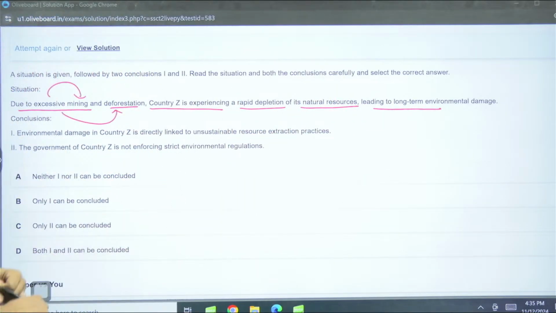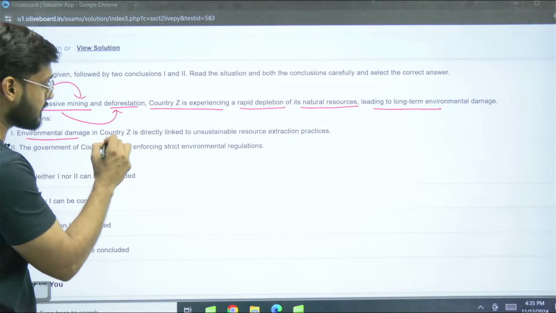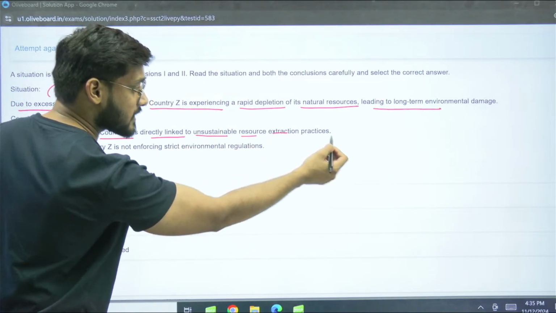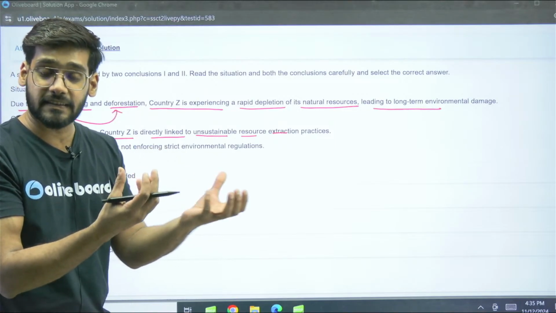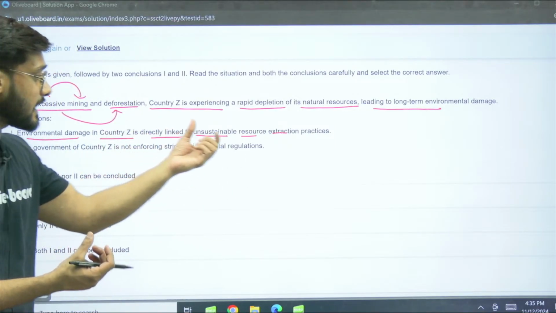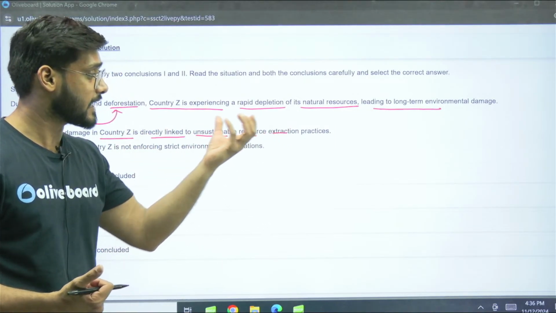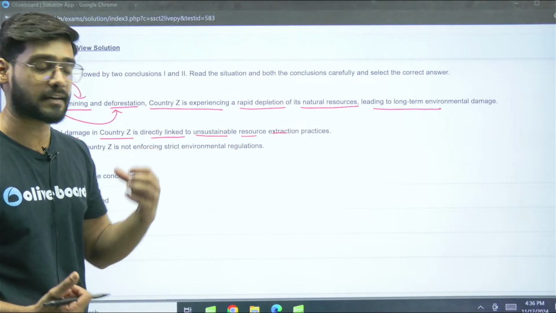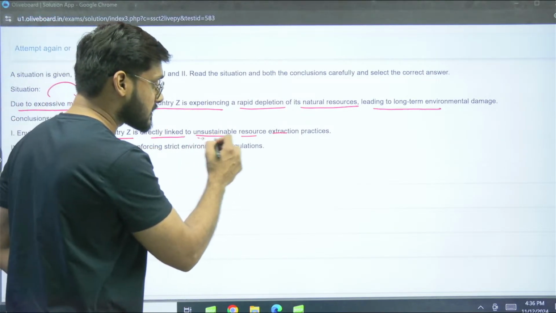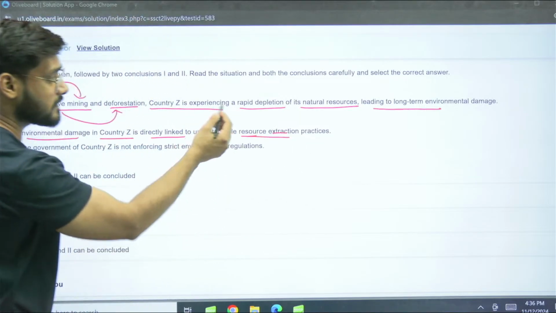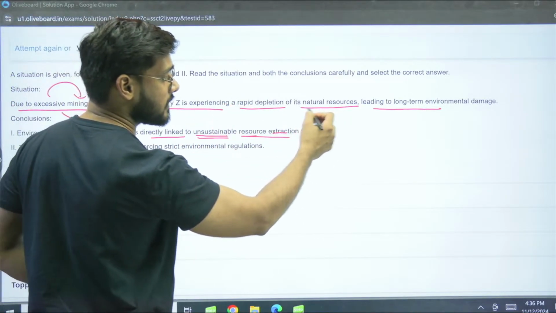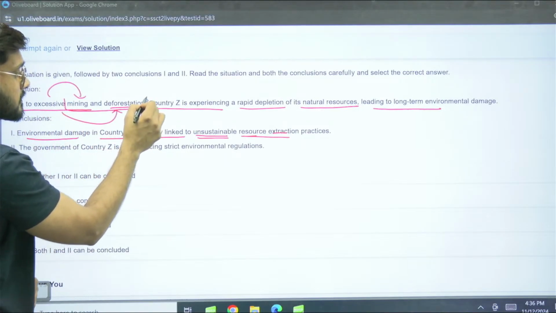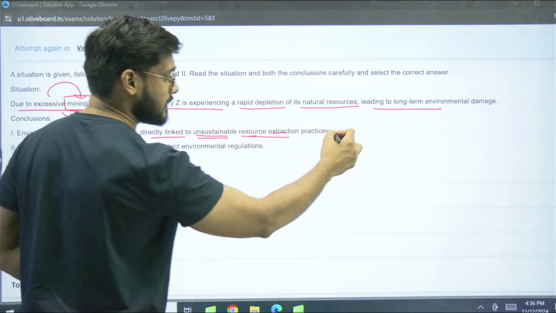What conclusion can we make? Environmental damage in country Z is directly linked to unsustainable resource extraction practices. Yes, this is the right conclusion we can extract, because they are practicing unsustainable resource extraction, which is mentioned over here, like this, due to excessive mining and deforestation, right? So this conclusion is true.